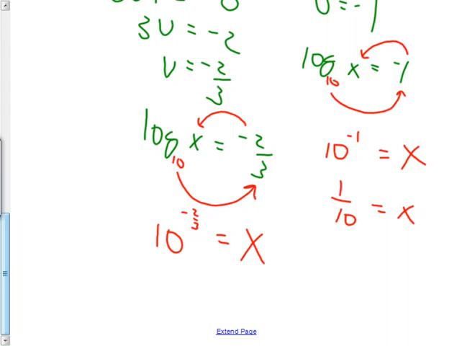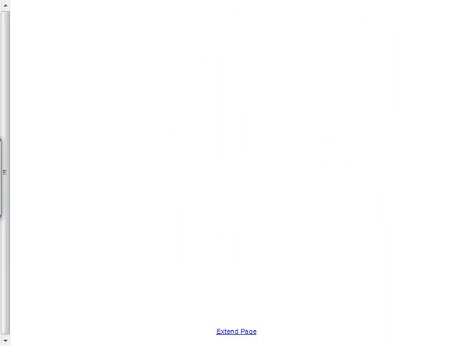Yes. This one, though, there's no way you're going to know what that is. I don't know what the third root of 10 is, so I can't really do that one in my head. All right, so moving on. Freaked him out a little bit.